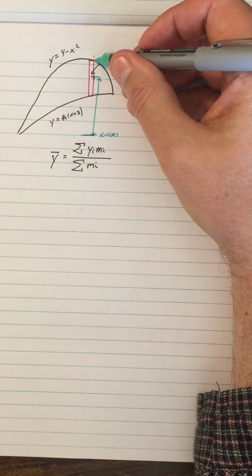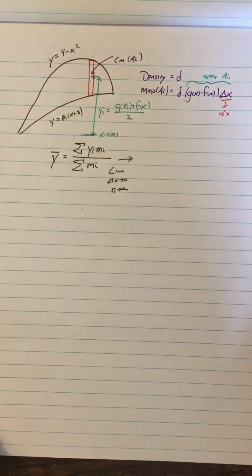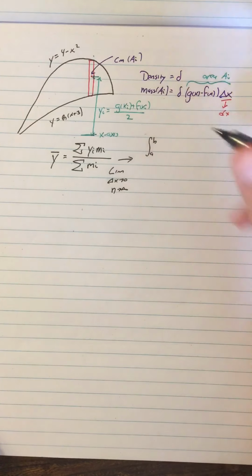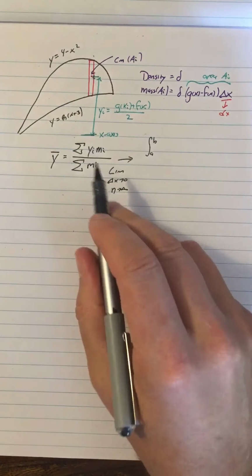All right, so now we can go into this expression and develop it into an integral by taking the limit as delta x approaches 0 and n approaches infinity. I'm going to have an integral from a to b. What I'm going to put for the y is this expression: g of x plus f of x over 2. That's just the y part. And then the m part is this expression, times delta times g of x minus f of x, and the delta x becomes dx.